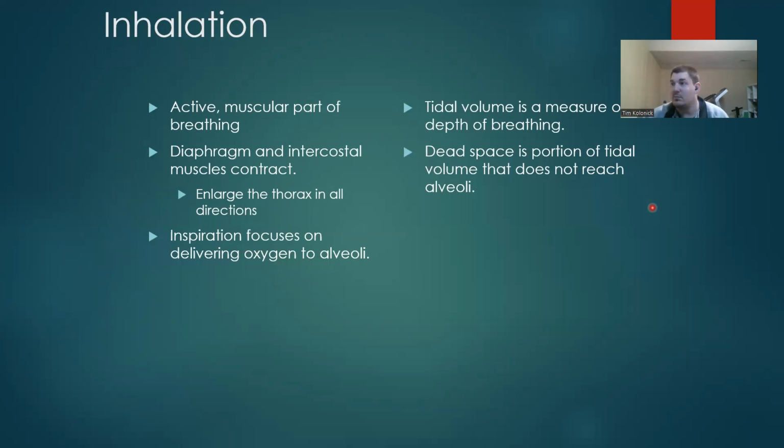So inhalation, part of ventilation, right? This is an active process, takes energy. Muscles are going to contract. So we've got our diaphragm contracting and our intercostal muscles between the ribs and around the clavicles. Those are all going to contract to expand the lungs, right? Make the lungs bigger. And by doing that, we're going to pull air into the patient's lungs, right? Negative pressure, pulling that air in.